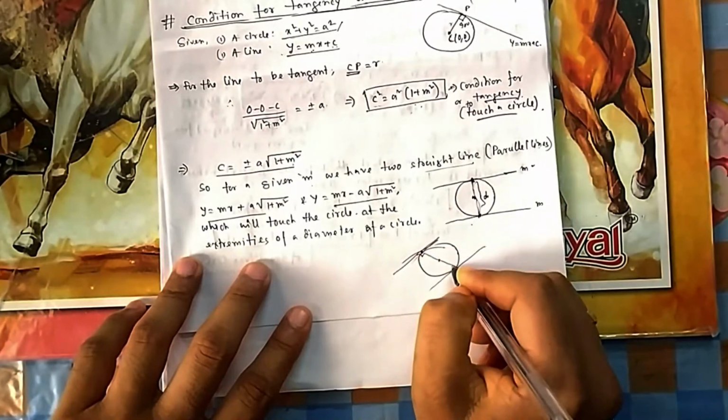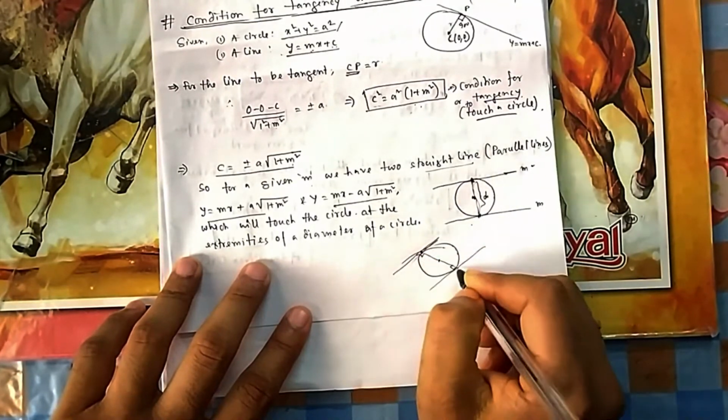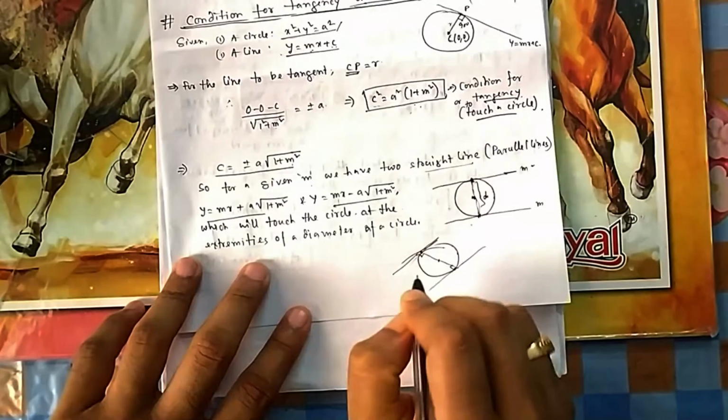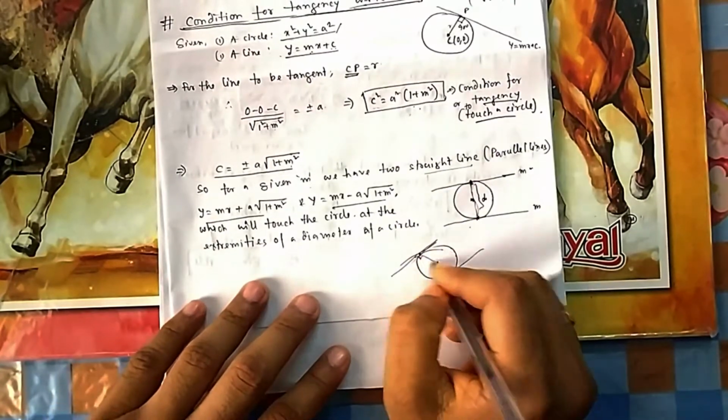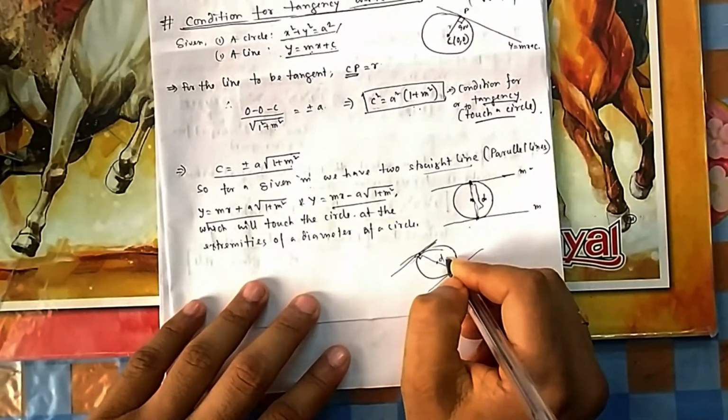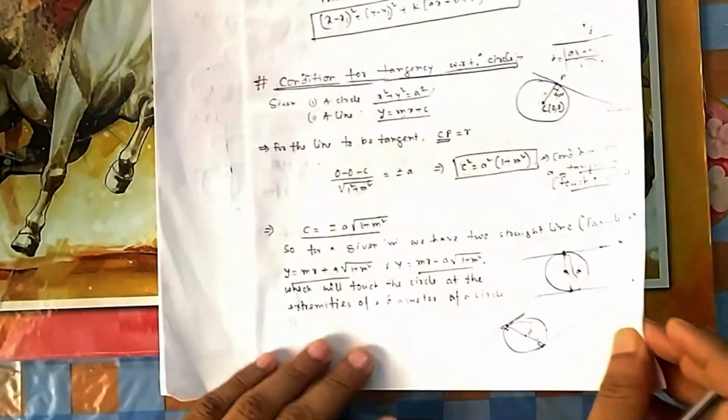Everything will be 90 degrees here, because it is a tangent, so at the point where it touches the circle the angle should be 90. So this perpendicular distance is also the diameter. This conclusion we can draw.